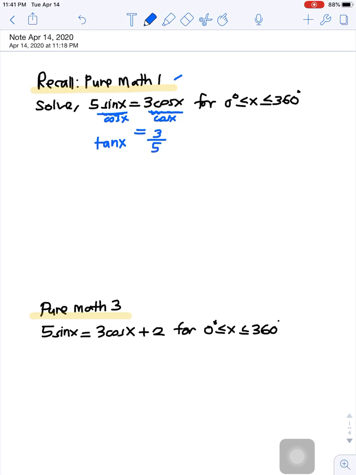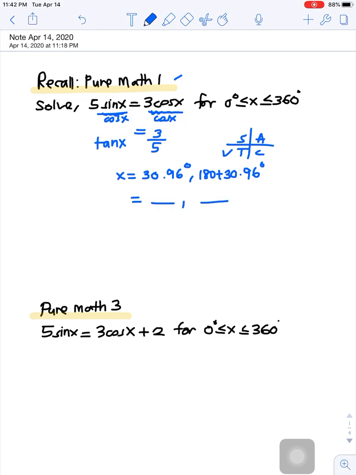Then, as usual, you will find the answer in the first quadrant. Like, what is shift tangent 3/5? You're going to get 30.96, and then you know tangent is positive in the third quadrant. So you will do 180 plus 30.96. So you get two answers, you will be happy.